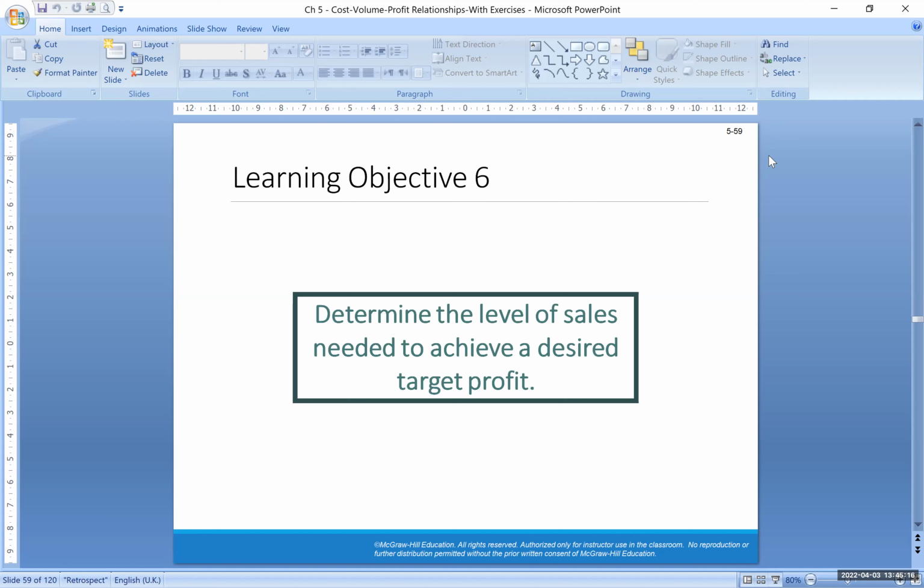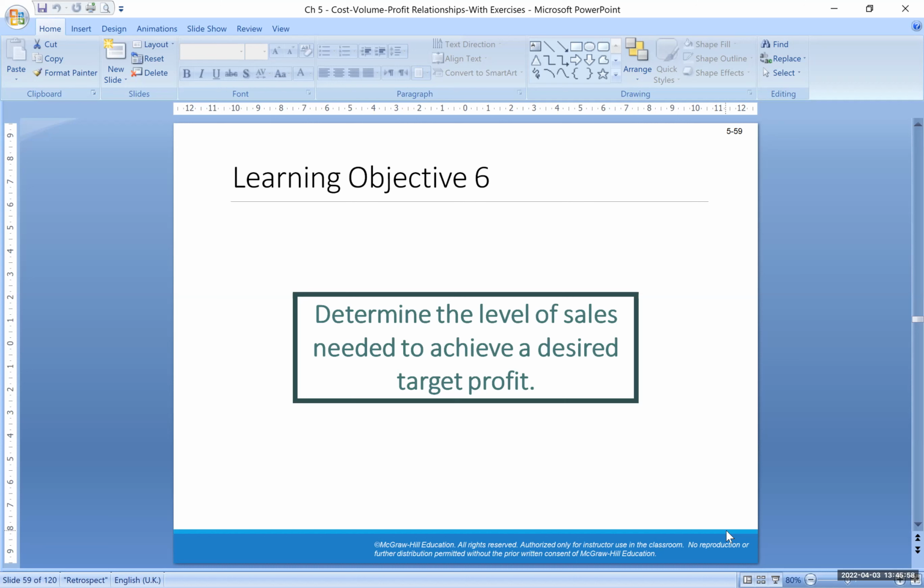Determine the level of sales needed to achieve a desired target profit. Now, we are not talking about a break-even. If you remember, the break-even word means that we need to get zero profit. The break-even points, either in units or in sales dollars, mean zero profit. Now, I need to achieve that target profit.